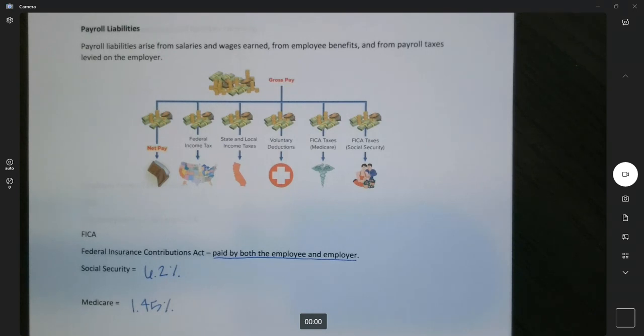The Medicare has no max. Additionally, there is an additional tax if they make more than a certain amount. Again, you're not going to hit that amount in this particular class, but it is something to know should you go on to take a payroll class later on.